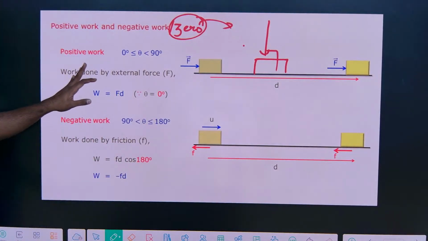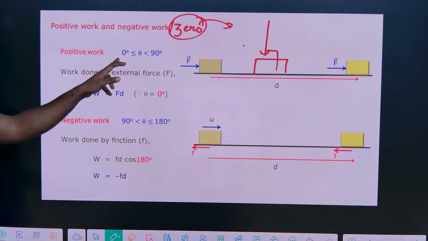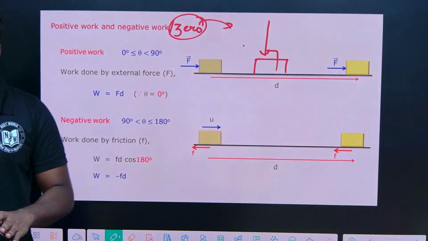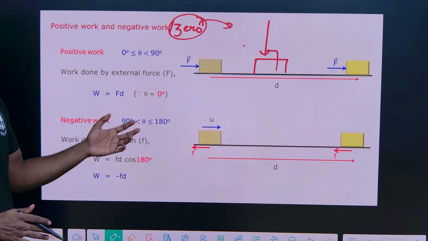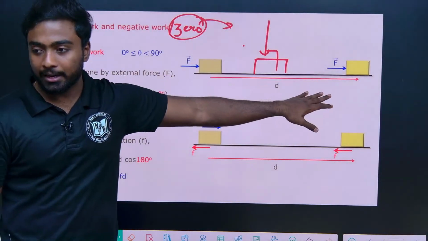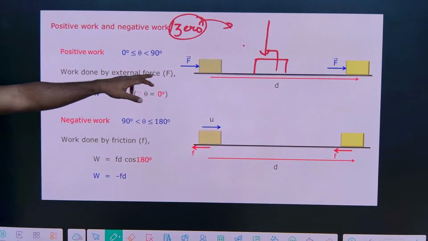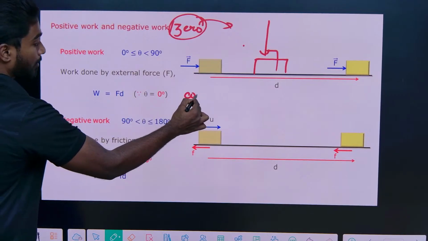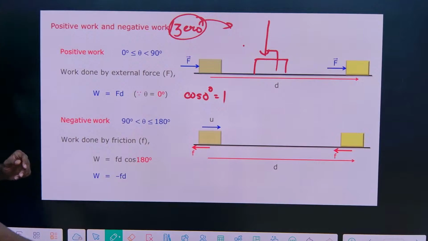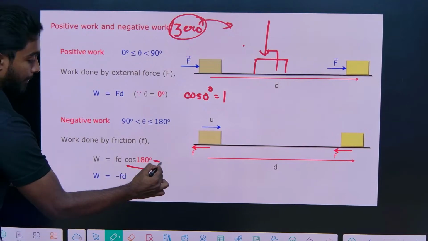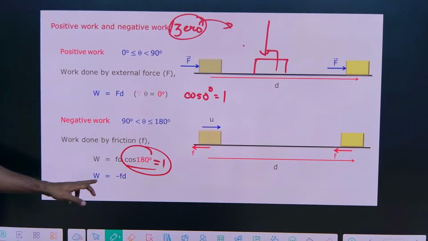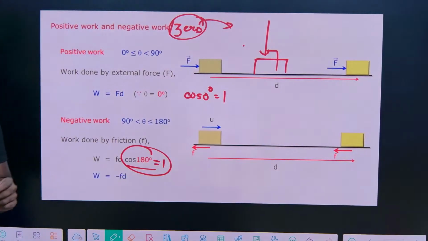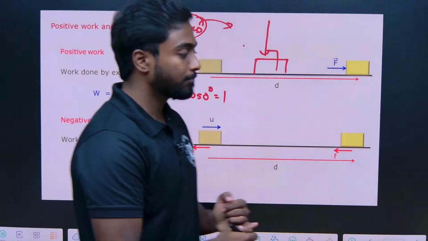So positive work is nothing but the angle between 0 and 90. So it is a positive work. Negative work is the angle between 90 and 180. It is negative work. And zero work means the angle is exactly perpendicular. So work done by external force F, W will be Fd cos 0, which is 1. When I talk about cos 180, it is minus 1, no? So minus force into displacement. And for this one it is exactly 90 degrees. Cos 90 is 0. Okay?